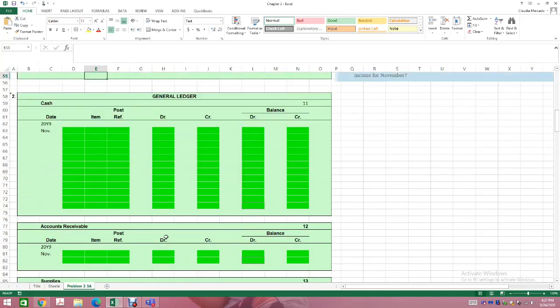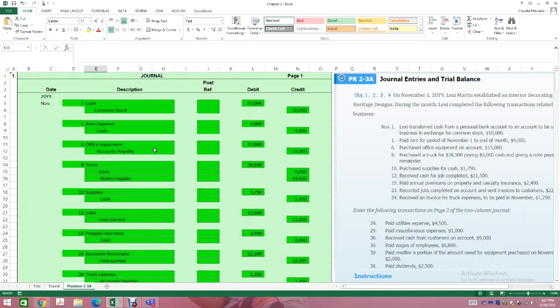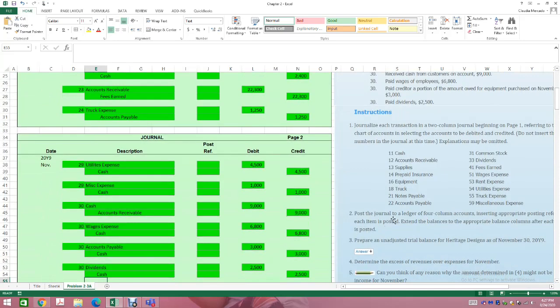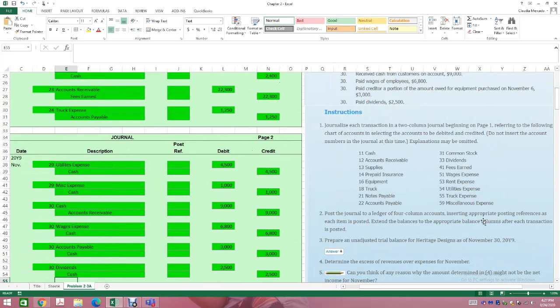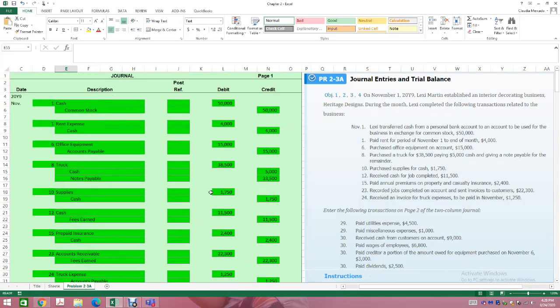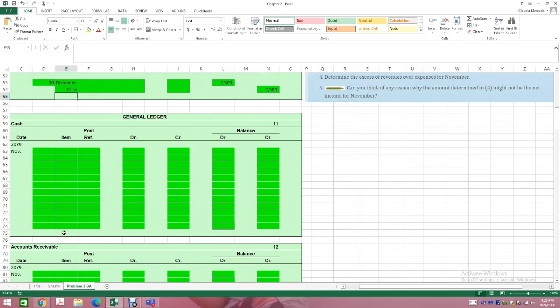Okay? And now we have to transfer all of this information into our ledgers. So it says, post the journal to a ledger of 4-column accounts, inserting appropriate posting references as each item is posted. Extend the balances to the appropriate balance column after each transaction is posted. Okay? So we have to transfer all of this information into our ledgers. The first ledger that I have, which is the one that has the most transactions, is cash.